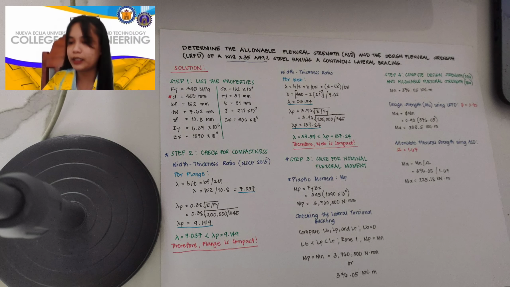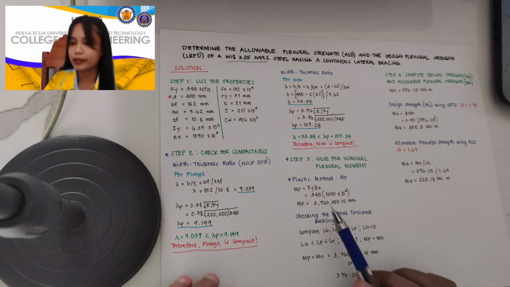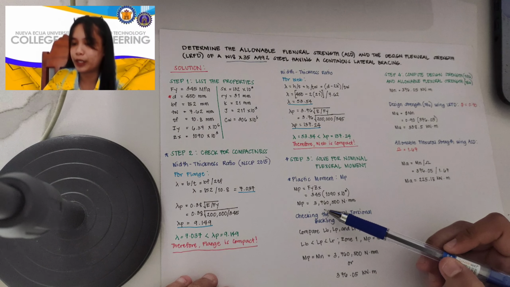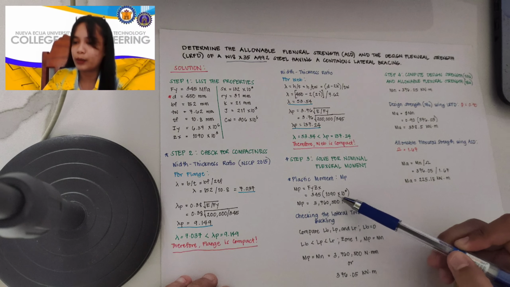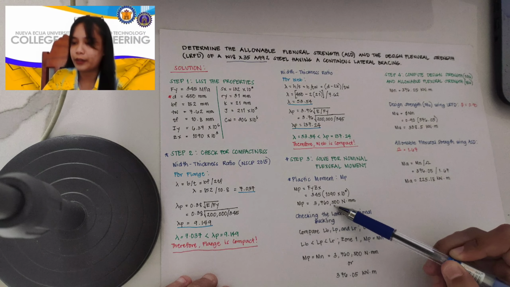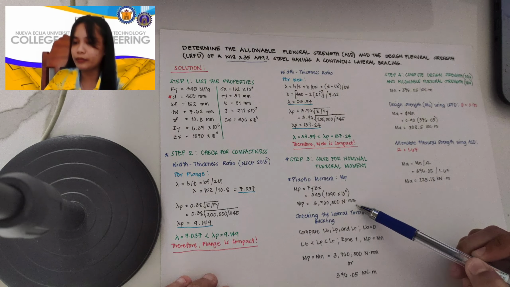To determine the Mp or the plastic moment, by substituting the given value to the given formula, Mp is equal to Fy times Zx. We have 3,760,500.